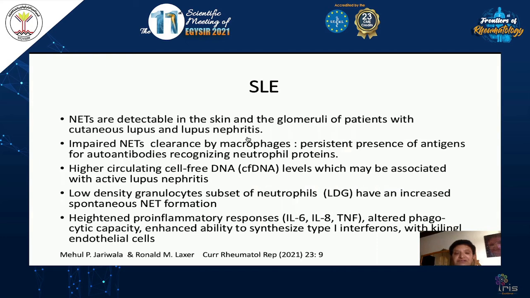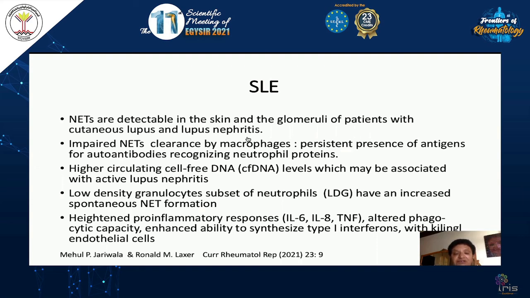Let us look at lupus. With systemic lupus erythematosus, NETs are detectable in the skin and in the glomeruli of patients with cutaneous lupus and lupus nephritis. Impaired NET clearance by macrophages is there in lupus, and there is persistent presence of antigens for autoantibodies recognizing neutrophil proteins. And there are also higher circulating cell-free DNA levels, which may be associated with active lupus nephritis.